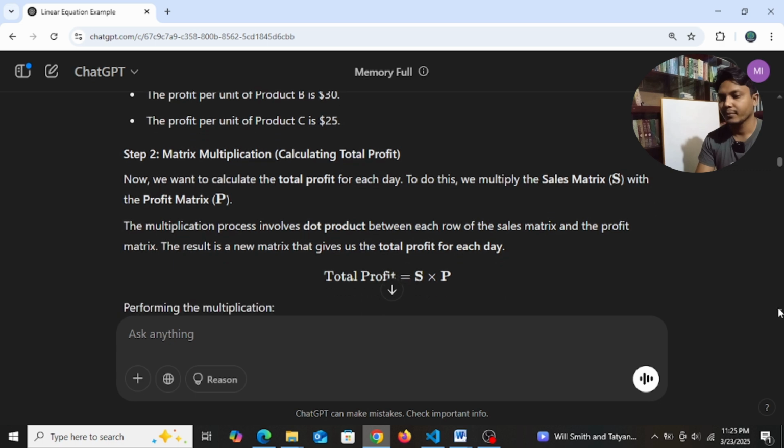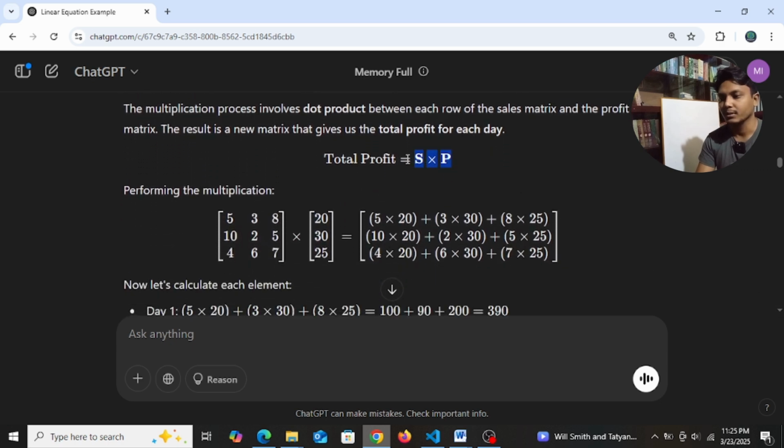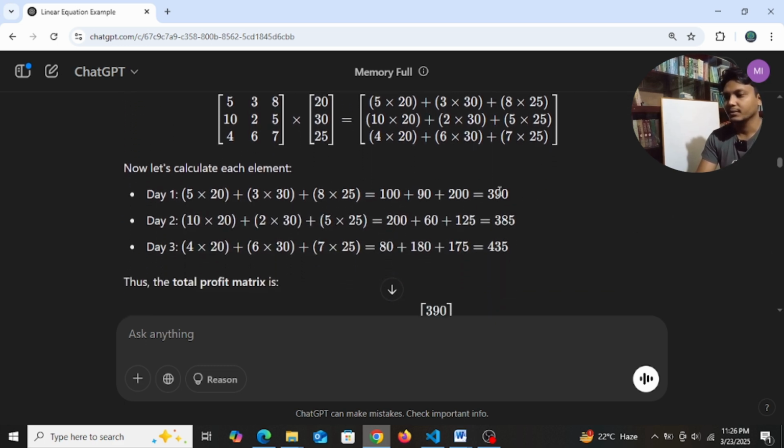So now we are multiplying to get the total profit. So 5 into 20, 3 into 30, and 8 into 25, right? In general we see these types of calculations in our textbooks, but sometimes we don't get an idea why these things are used. So you see here 5 into 20, 3 into 30, 8 into 25, 10 into 20. This is how it's calculated, and finally we get the result: 390 for product A, 385 for product B, 435 for product C, right?